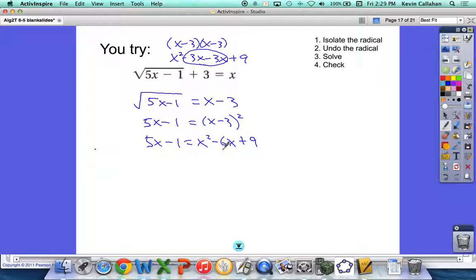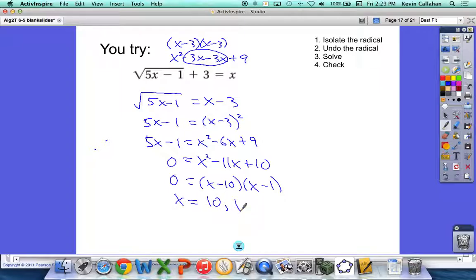Okay. So give me a calculator. Okay, let me see. Oh, because I had a negative 3, okay? Oh, okay. So then what do you do from here? Subtract the 5x and add 1, so you get x squared minus 11x plus 10. So x minus 10 times x minus 1. So x equals 10 and 1. How many got those two?